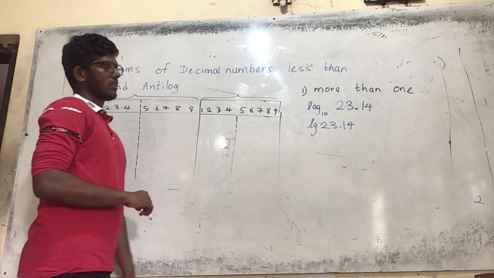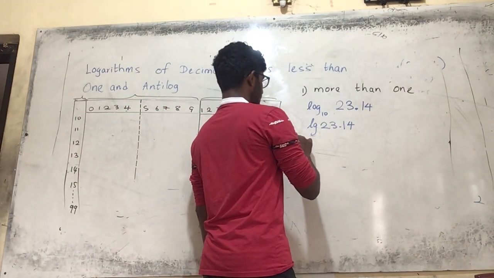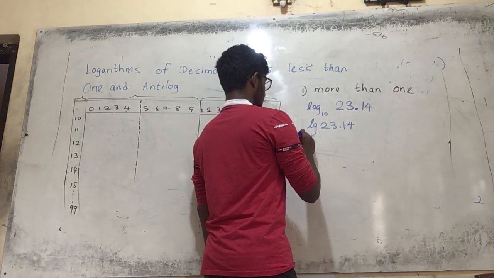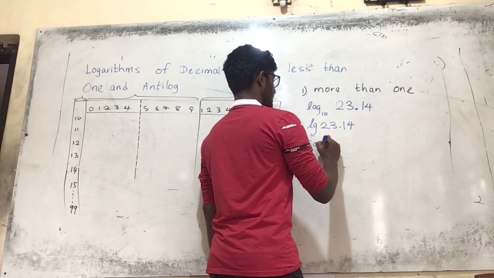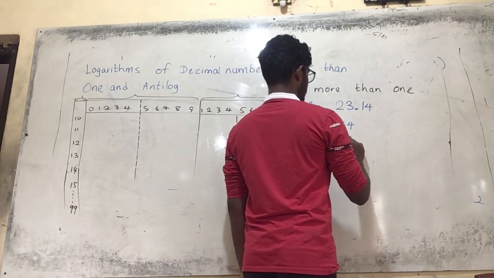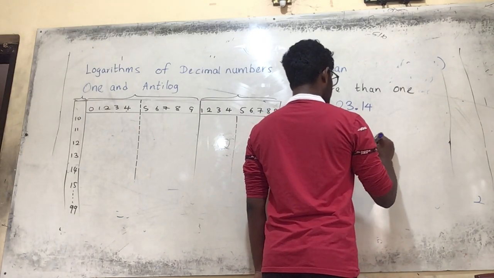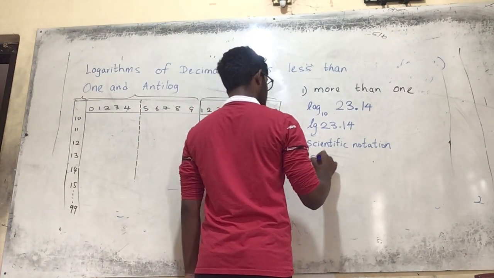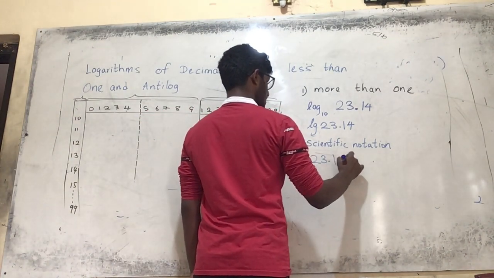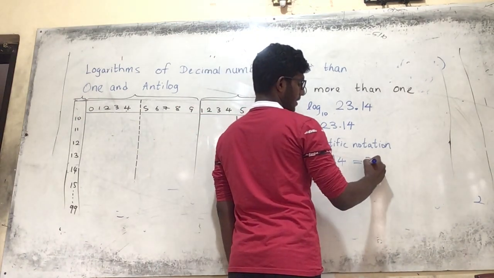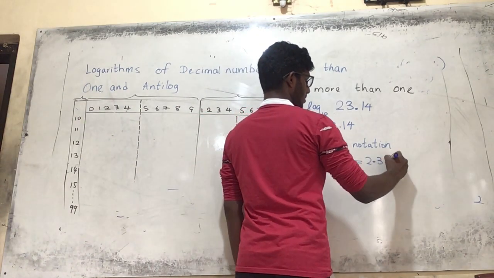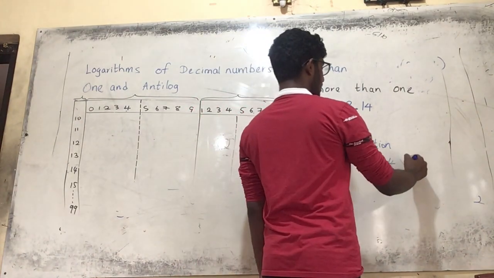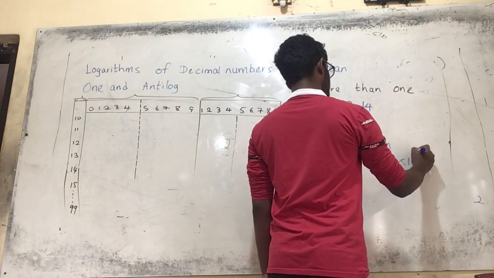Now, first you have to write this in scientific notation. That is the first step: scientific notation. You take this number and bring the decimal point so that only one number is in front of the decimal point, right? And you write the rest as a power of 10.